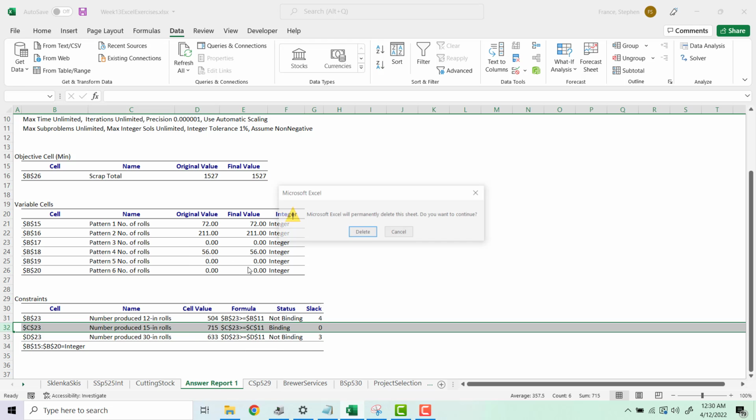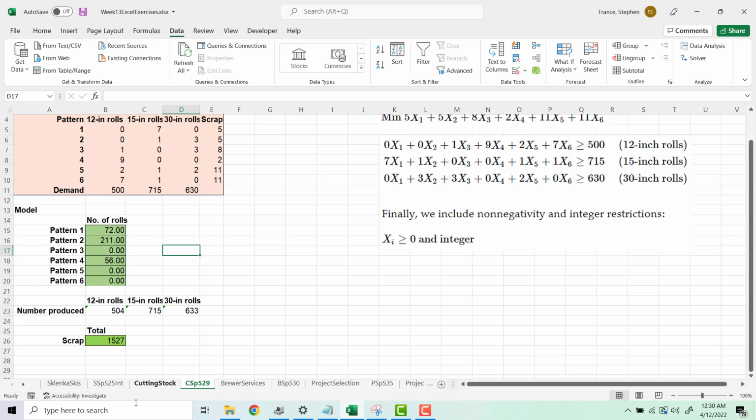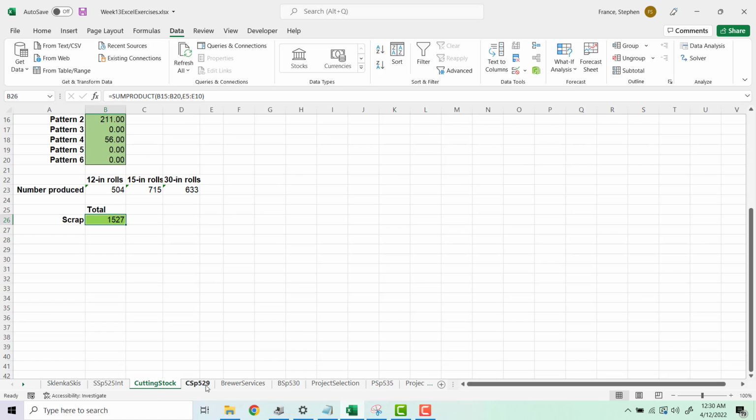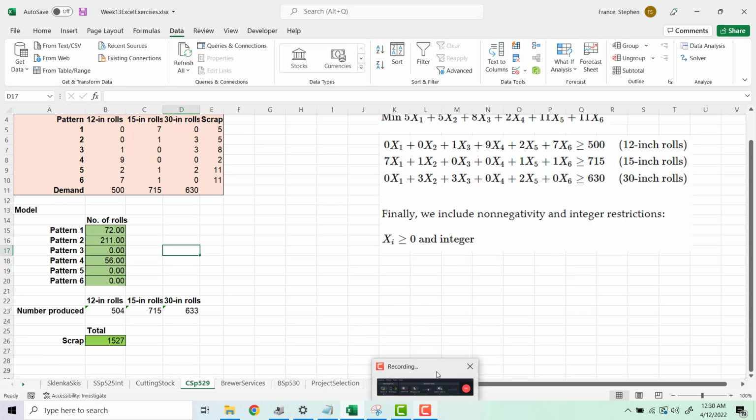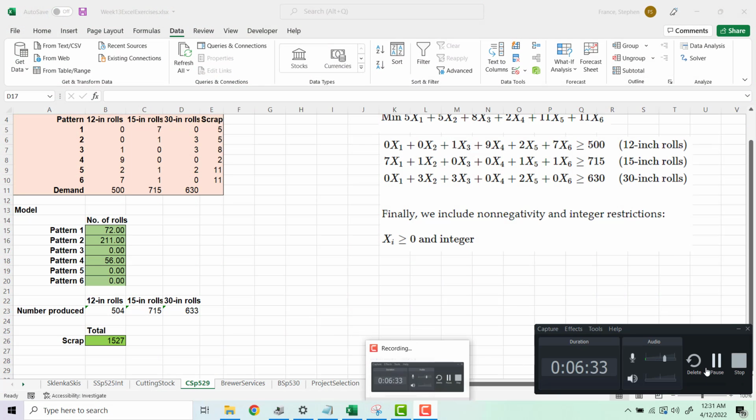Okay, so I won't add all these in this time. I'll try and make this read, not having too many sheets in the worksheet, and that is the cutting stock problem.